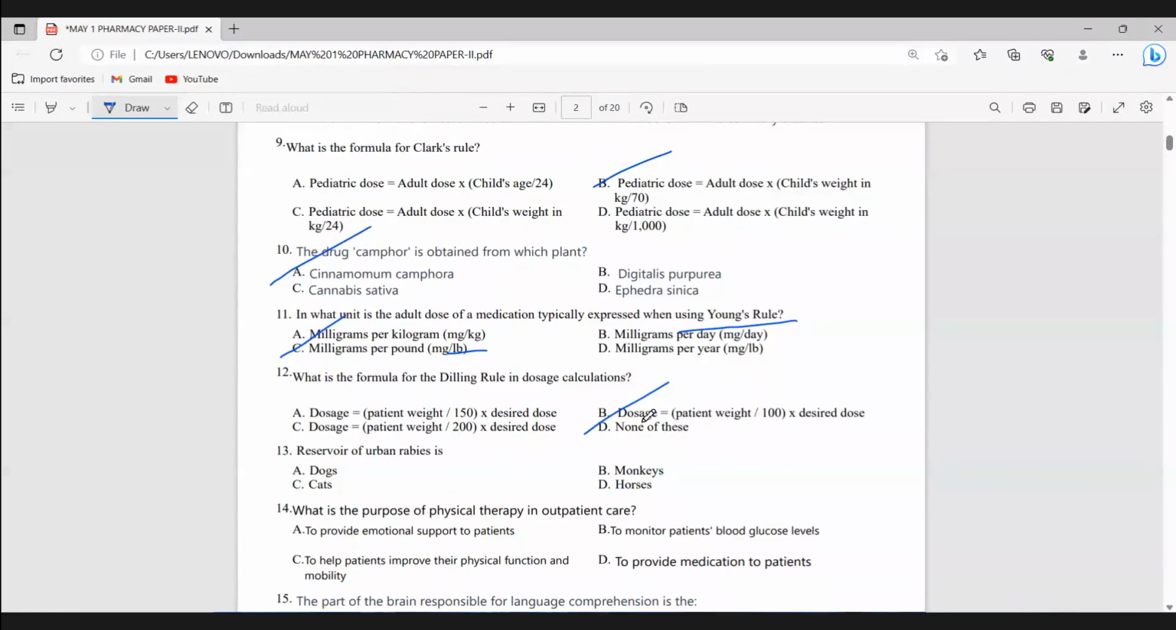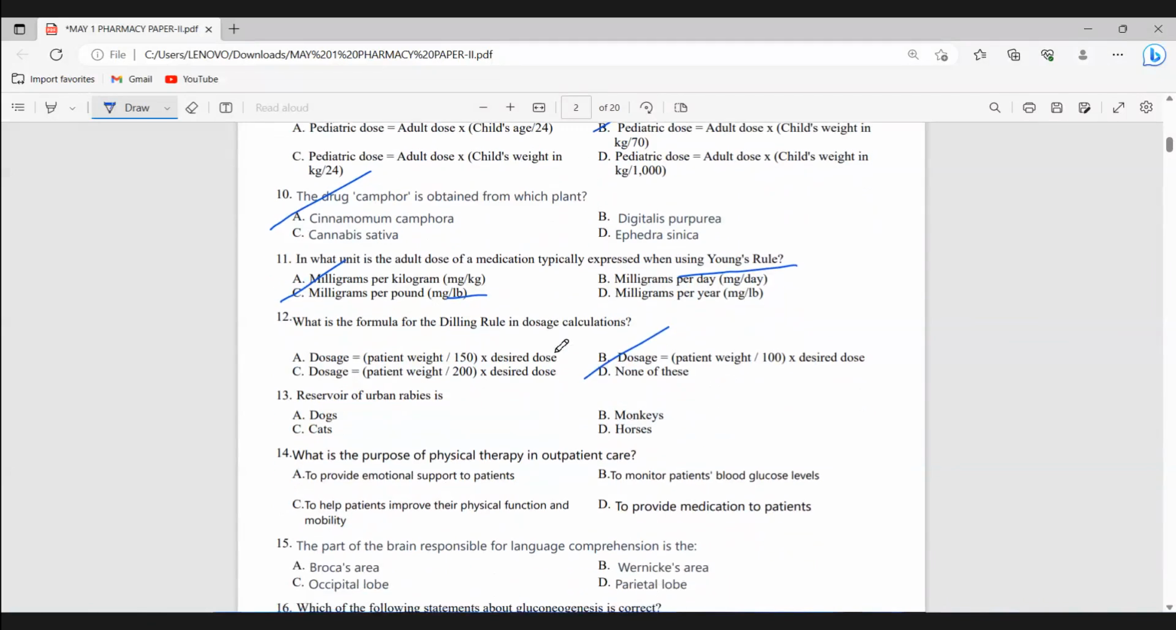12th, none of the above, but Dilling's formula is adult dose into age in years by 20. Age in years by 20. According to the options given, none of the above is your answer. But Dilling's formula is adult dose into age in years by 20.